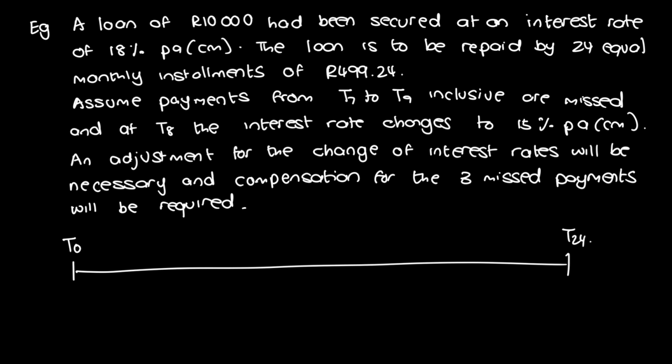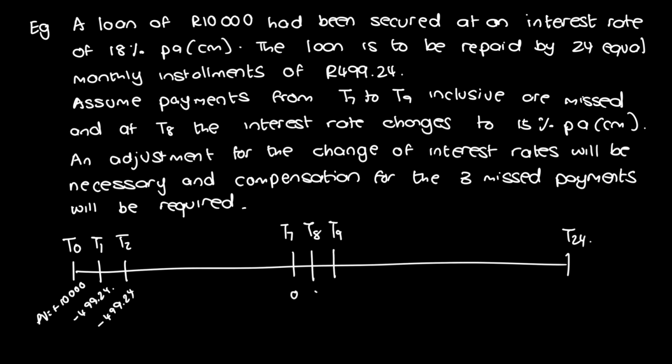Now, we're going to start off with the fact that we have a present value of positive 10,000 because it is a loan, so we're getting that money. And then T1 has a payment of minus 499.24. And so does T2. And remember, I just drew it like this so you can start seeing the pattern. Okay, and then T7 to T9, so T7, T8, and T9 are missed payments, so those are 0.